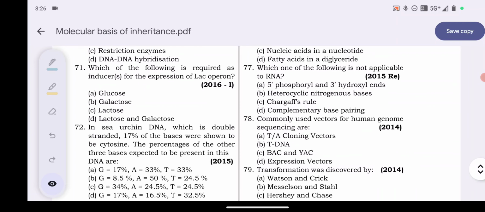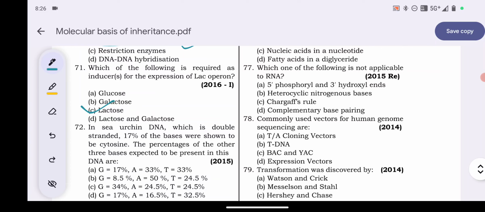71. Which of the following is required as inducer for the expression of lac operon? Inducer क्या होगा? Option C, lactose. Okay. Glucose or galactose cannot act as inducer for lac operon.